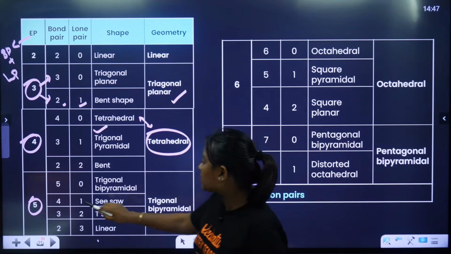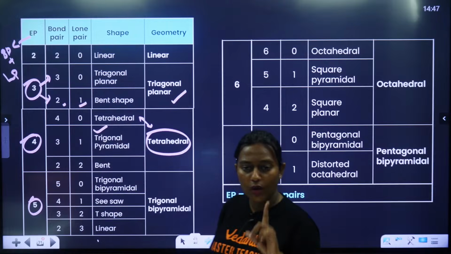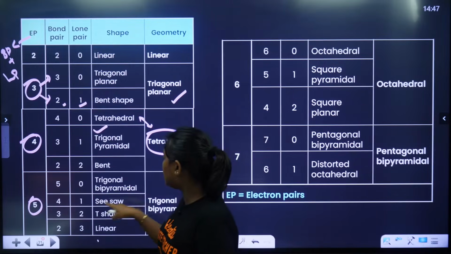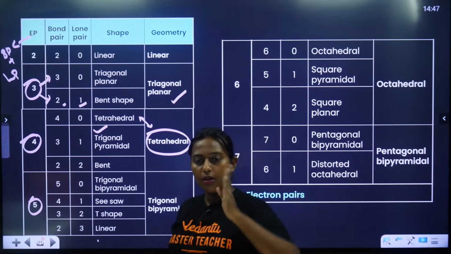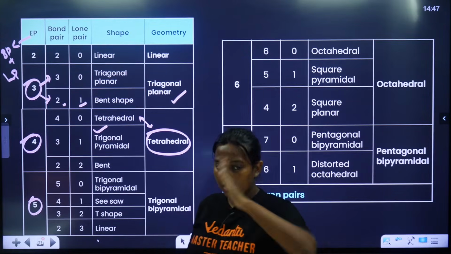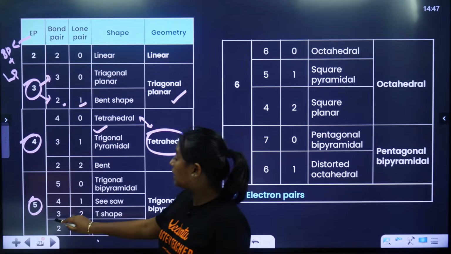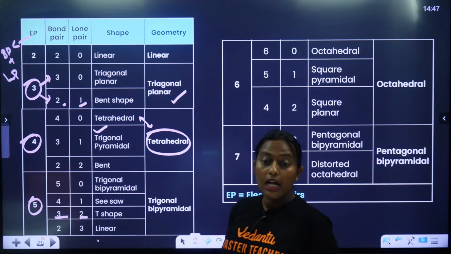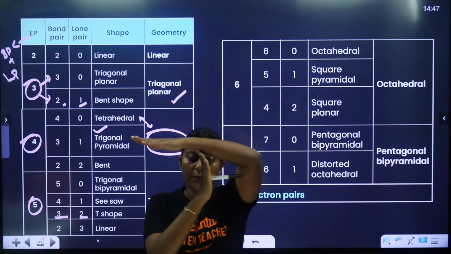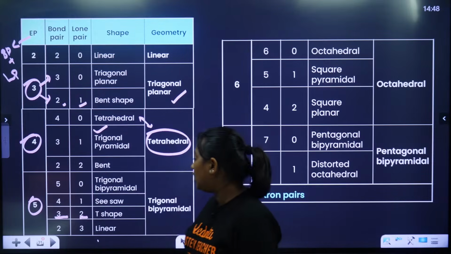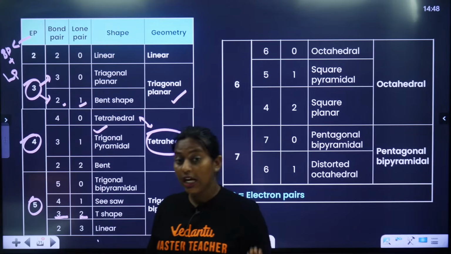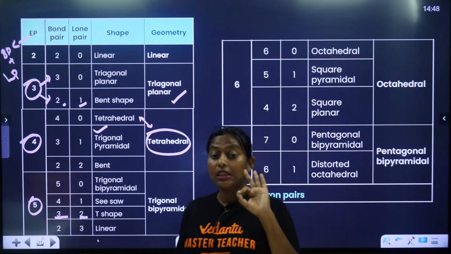Next is 4 bond pair and 1 lone pair. Here the shape is seesaw. You know guys, you can see a seesaw in parks. Next is 3 bond pair, 2 lone pair. The shape is T shape. That is the T shape.